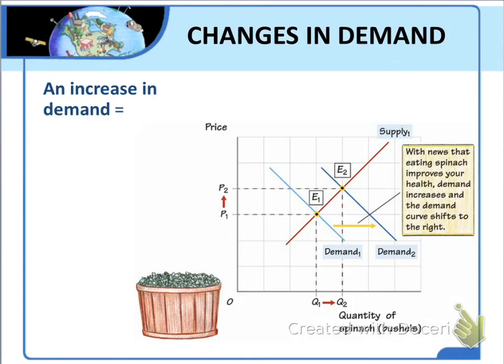But suppose new research reveals unexpected health benefits from eating spinach. News of these benefits would increase people's preference for spinach. What would happen to the price and the quantity of spinach? To answer this question, let's first consider the equilibrium in the spinach market before the new research is announced.